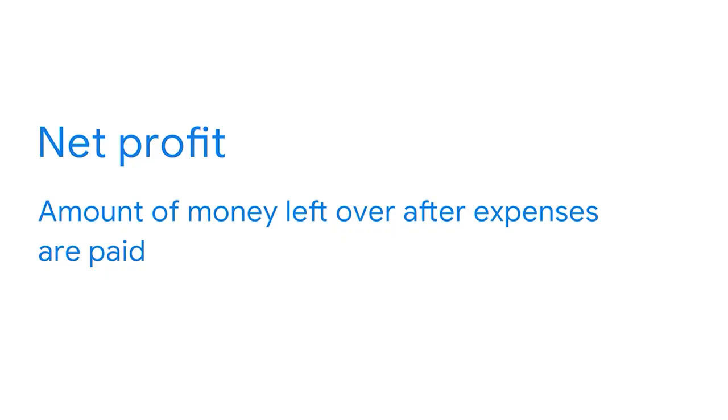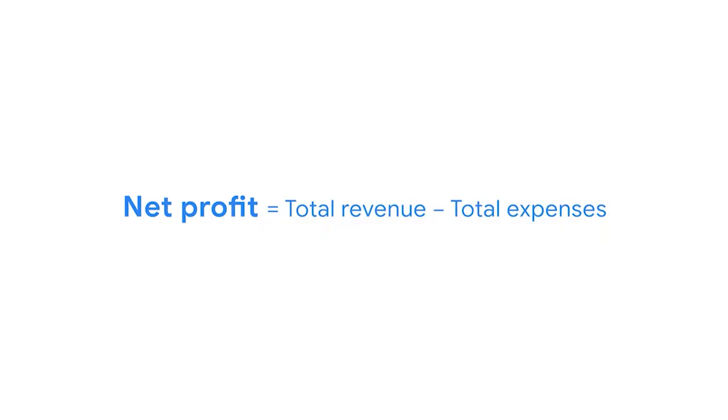One of the ways you can figure out whether a product is worth selling is to determine the net profit for the product. Net profit is the amount of money left over after expenses are paid. With net profit, the question you're looking to answer is, can you sell the product at a competitive price and still make enough money on it? You can calculate the net profit by determining the total revenue for a product and then subtracting the total expenses.